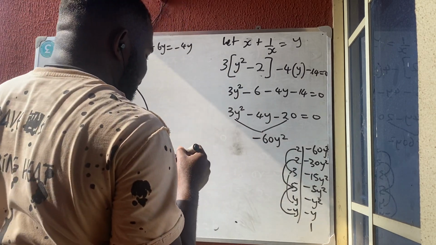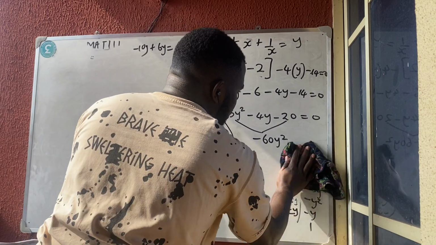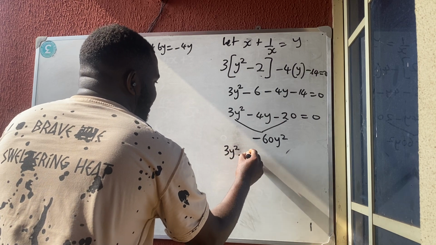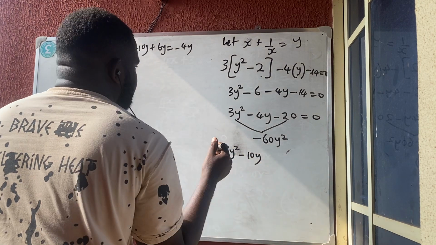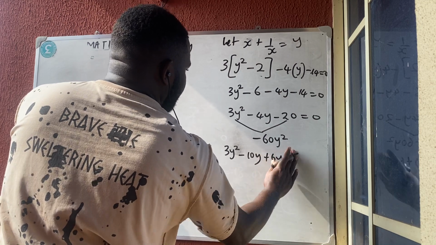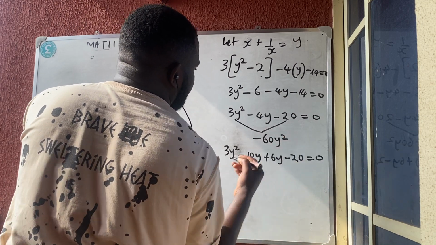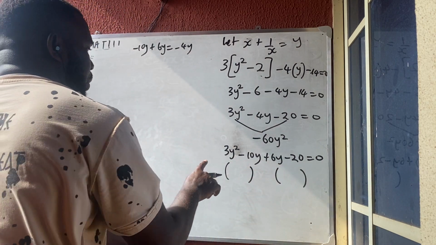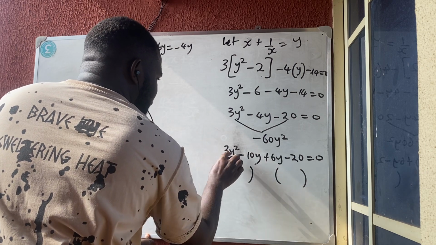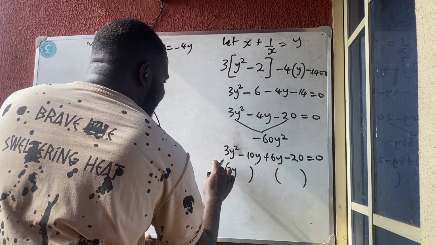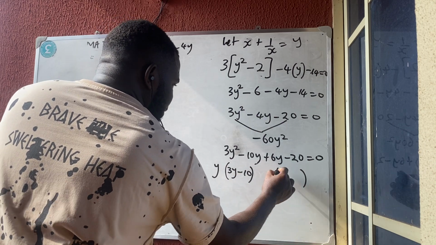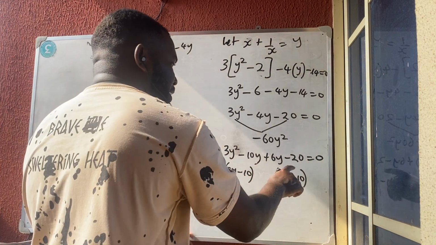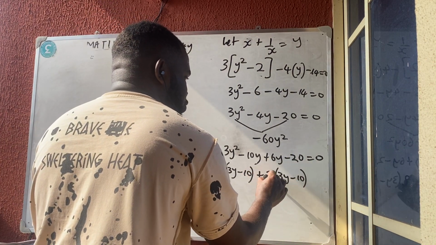Exactly this minus 4y. So anywhere I see minus 4y, I will put it as what? Minus 10y plus 6y. So I'm going to have 3y squared minus 10y plus 6y, then bring down minus 20 is equal to 0. So once you replace, the next thing to do is to open 2 brackets. Now what is common between these two is just y. 3y divided by this, I'm having 3y. 10y divided by this, I'm having what? 10. Anything that is here must be here. 3y minus 10. How do you get the person outside? The last person divided by the last person. Minus minus plus 20 divided by 10, 2 is equal to 0.